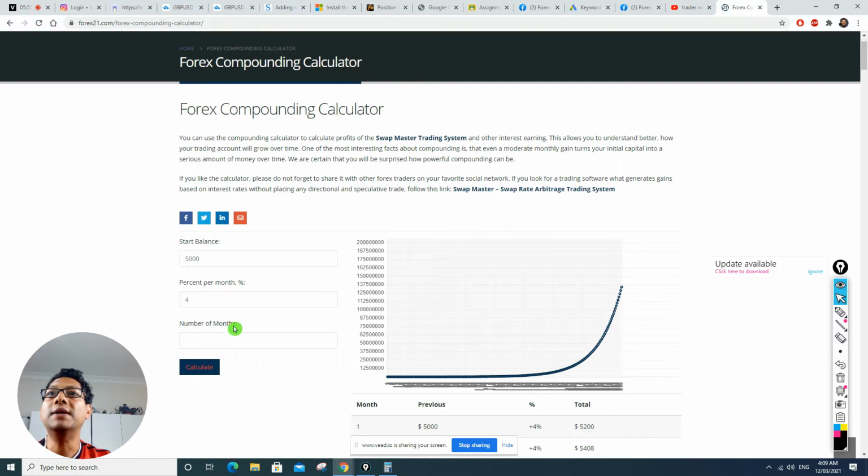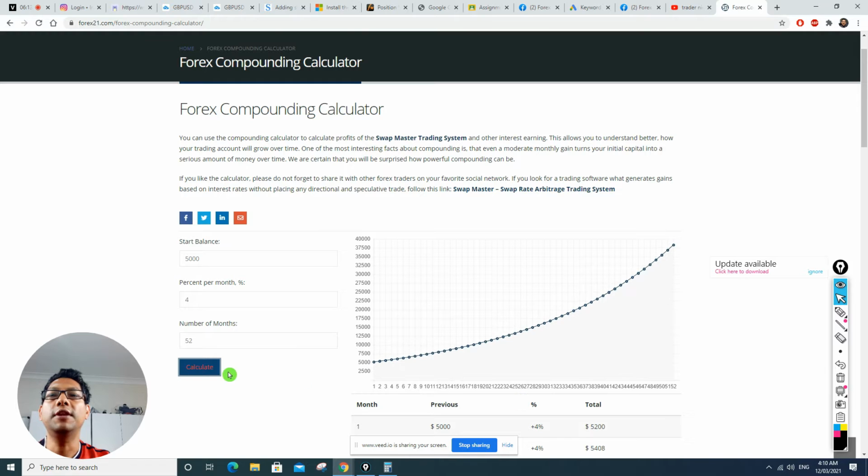Now, number of months, because we are considering number of weeks, we will consider this one as number of weeks. In a year, how many weeks? 52 weeks. Okay. Let's see. So you have a $5,000 account, 4% each week, 52 weeks. How much money will it calculate to?